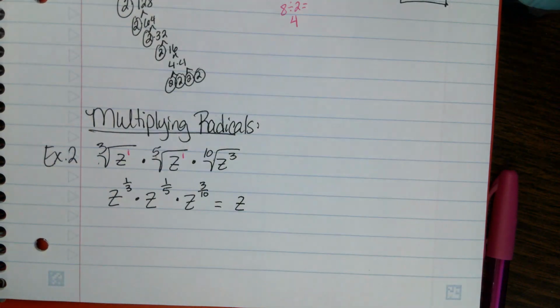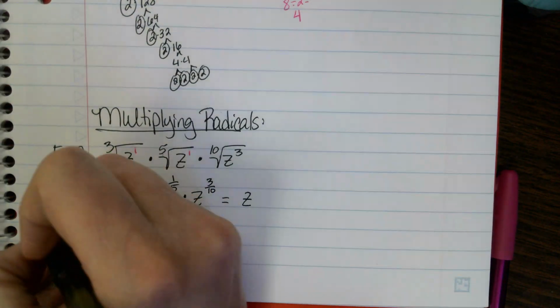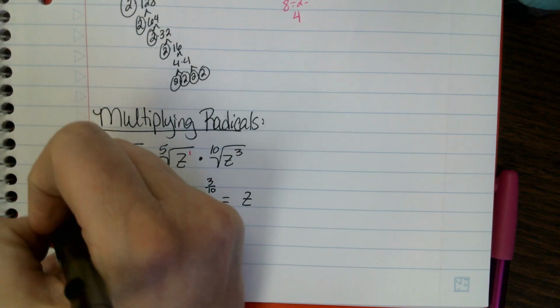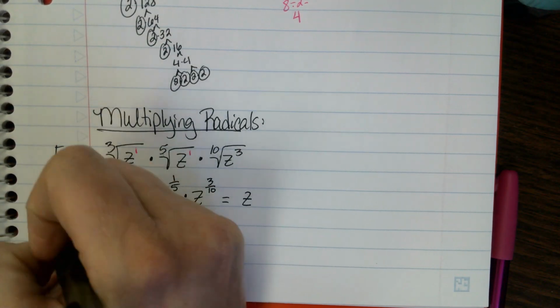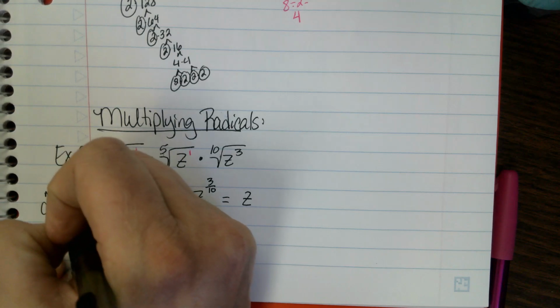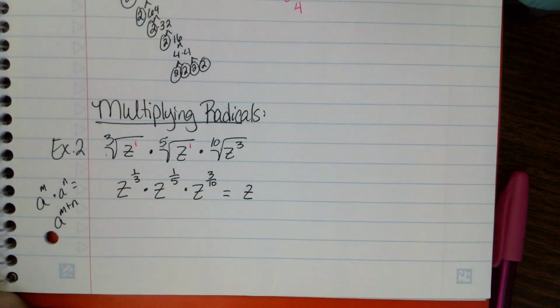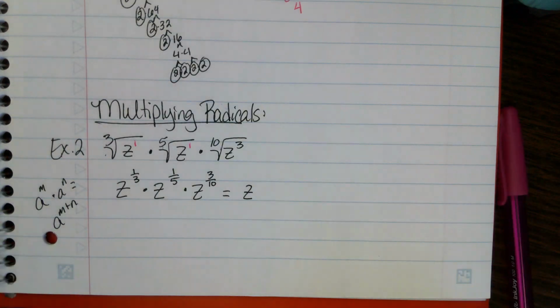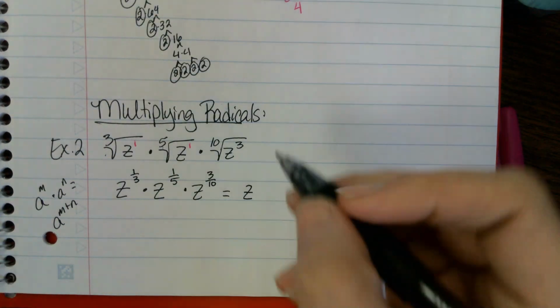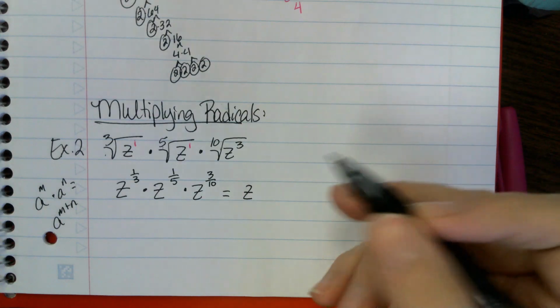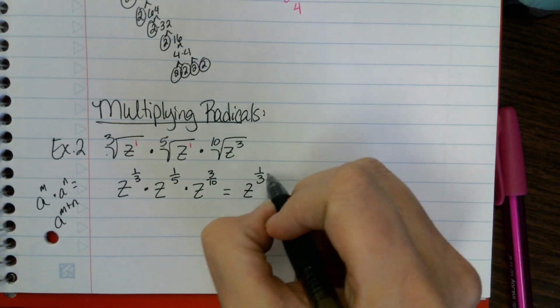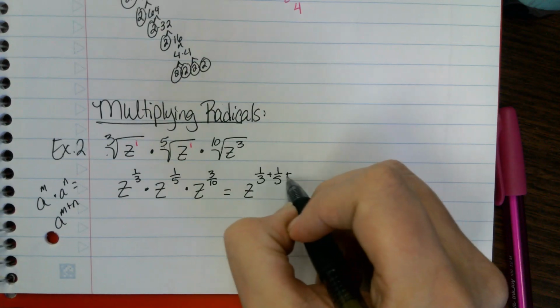Oh, no, I'm not. Goodness, I better write it. When our bases are the same and we're multiplying, what do we do to our exponents? We add them. I keep making mistakes here. So it's going to be 1/3 plus 1/5 plus 3/10.